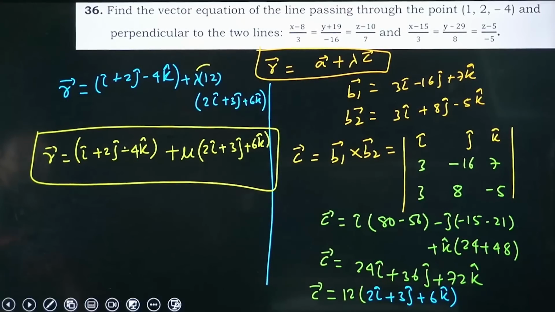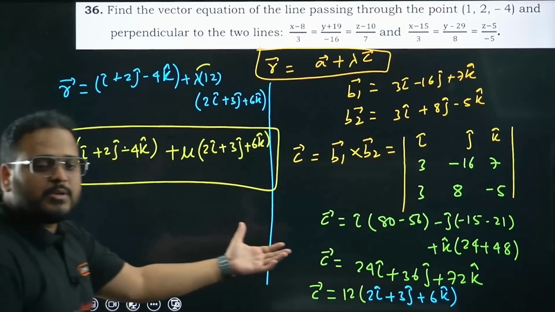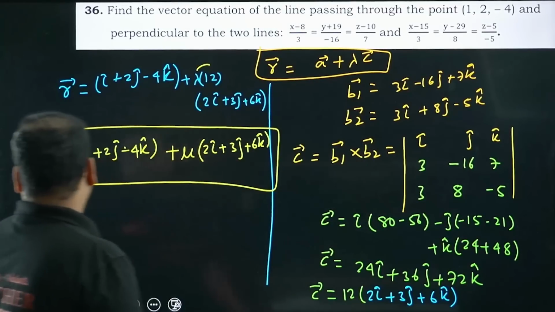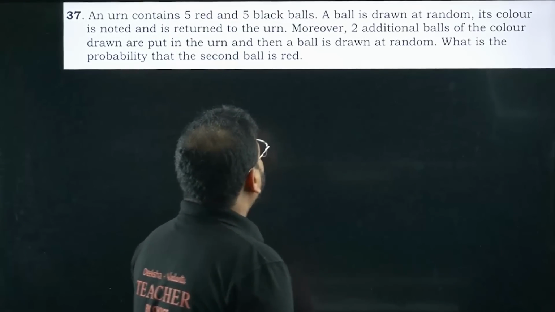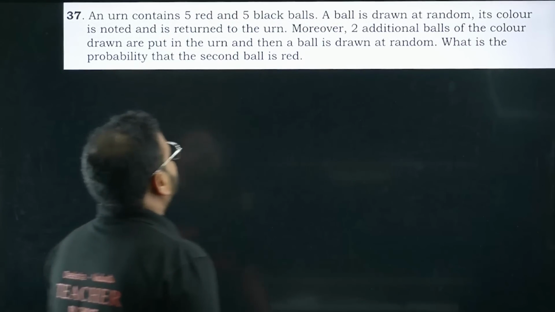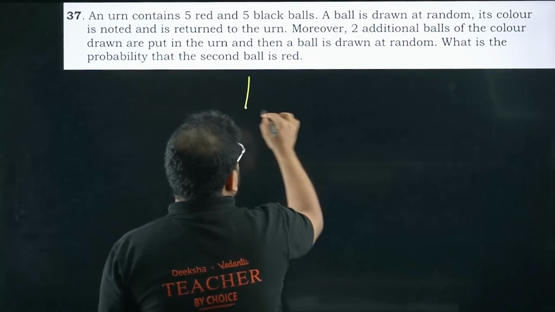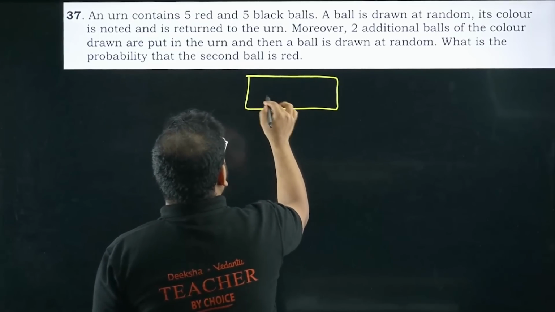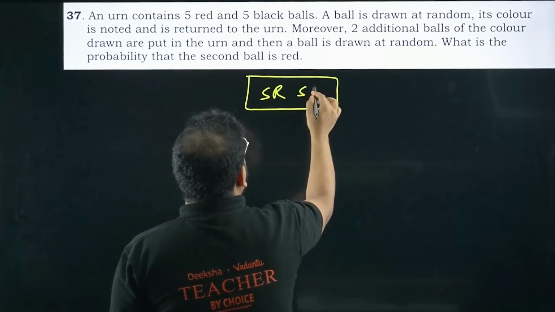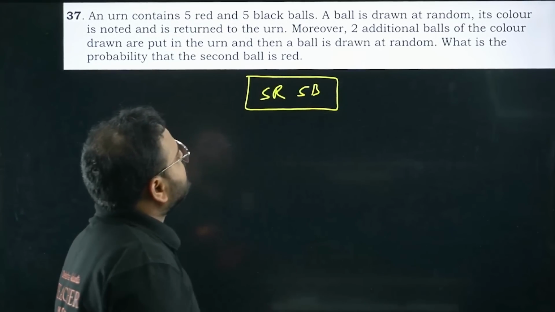Okay, moving on to question number 37 now. I hope this is all visible to you. An urn contains 5 red and 5 black balls. So we have 5 red and 5 black balls initially. A ball is drawn at random.